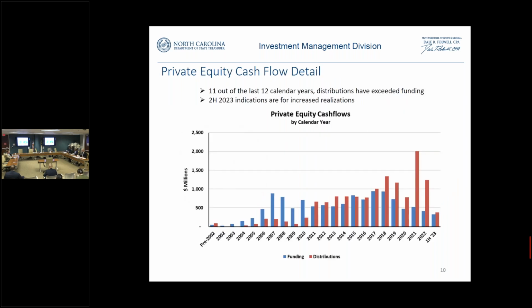Next page. So the cash flows, 11 of the last 12 calendar years, we have been cash flow positive, and distributions have outweighed funding. Second half of this year, it seems like we're poised to have an increase to distributions from what managers are saying. So far through June, that delta, we are cash flow positive.